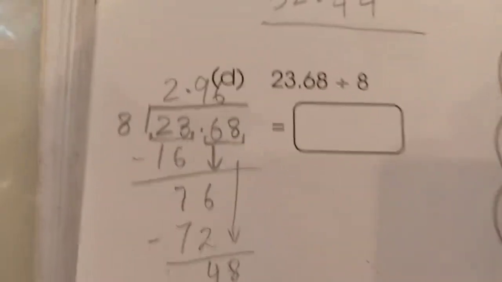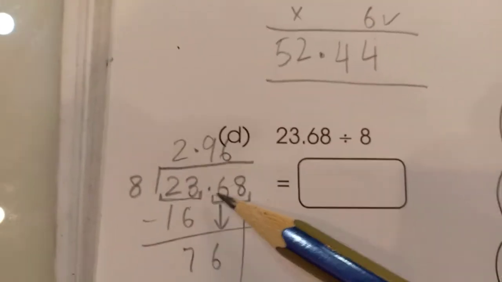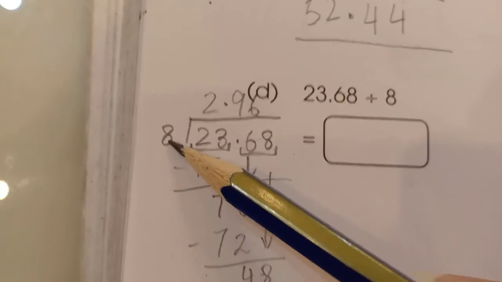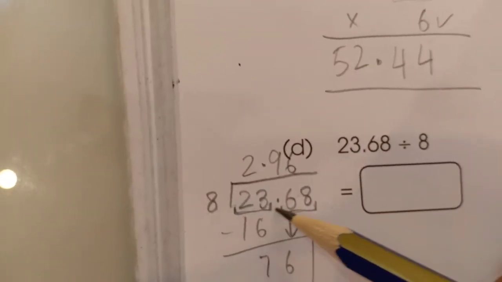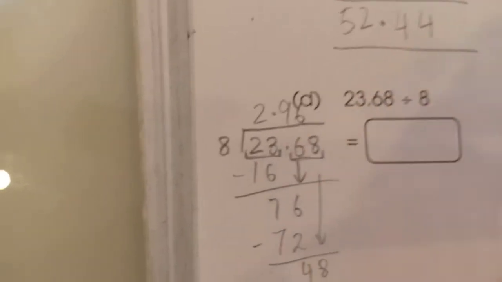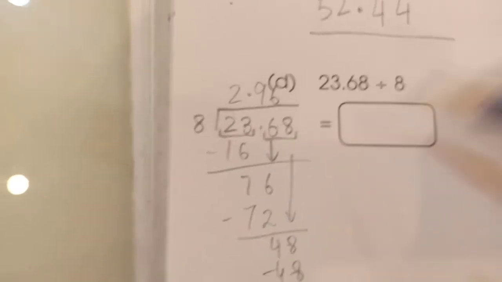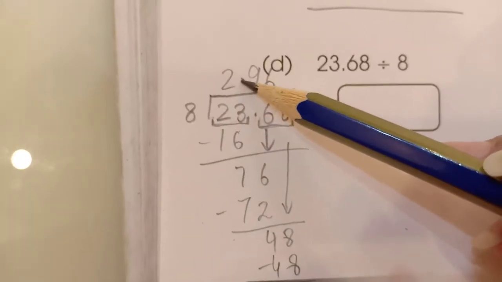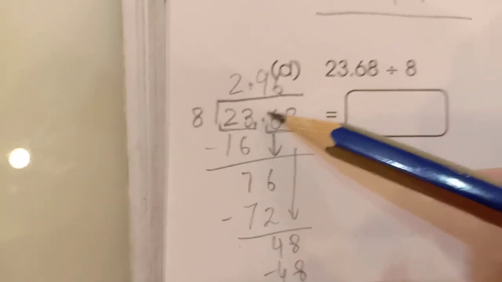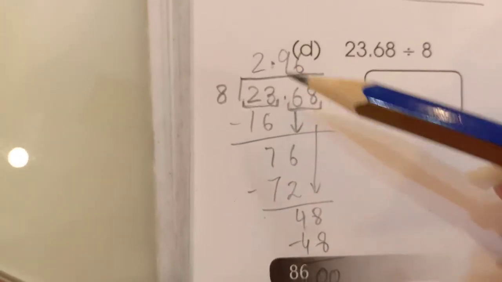23.68 is divided by 8. We will write 23.68 inside the house and 8 outside. This part is meant to be solved separately and this part separately. When we divide this part, 23, the whole number part, we will put a decimal in the quotient and then we will divide the decimal part. Yes.